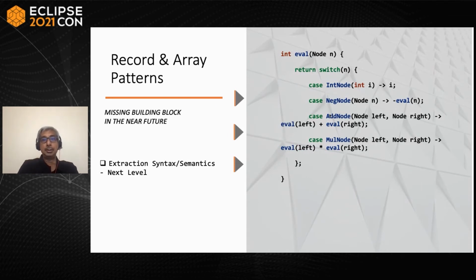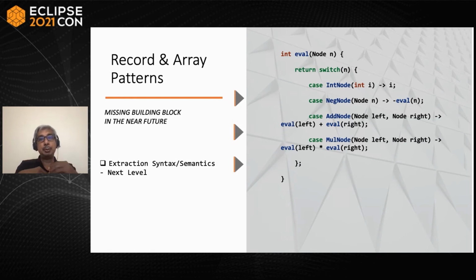However, if you remember the earlier slide, we know that what we had in mind was a little different. It had a little more complicated stuff in terms of add node and mul node, etc. At this point, in Java 17 with preview enabled, what we have is the first level of extract syntax, similar to the instanceof pattern we have in node i, where the type is extracted into i.